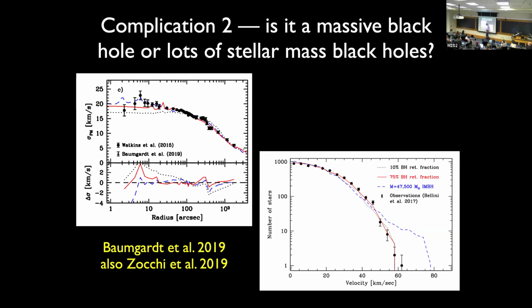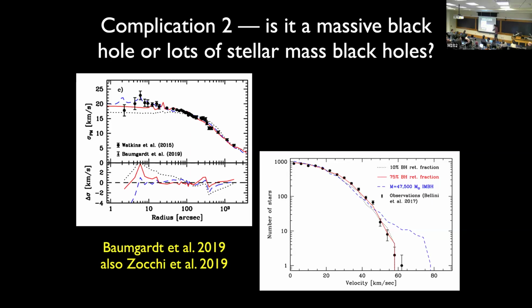So this is from a paper by Holger Baumgardt in 2019, two figures. The black points are the data. The blue one is an IMBH, and the red one is stellar mass black holes that have mass segregated to the center of the cluster, and they've retained 75% of the black holes that were born. You can see in the velocity, this is the velocity dispersion versus radius, but those two predictions are very, very similar. So you can't really tell the difference.